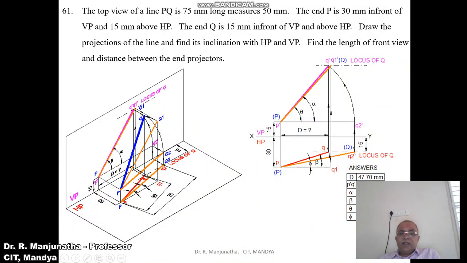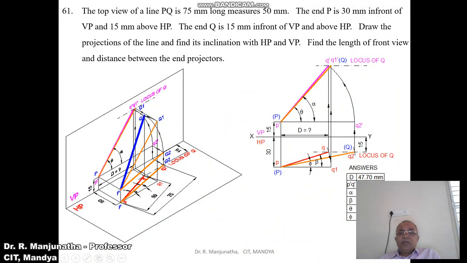So with P as center, taking the radius of PQ by using the compass, draw a smooth arc such that both small p and small q1 should be in front of VP by 30 mm. You mark this point as small q1. Now PQ1 will be in front of VP by 30 mm. So now the line is parallel to VP. Once the line is parallel to VP, you're going to get the true length in the vertical plane.